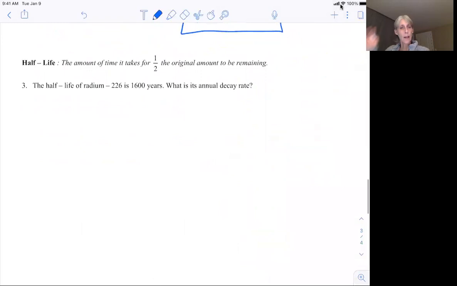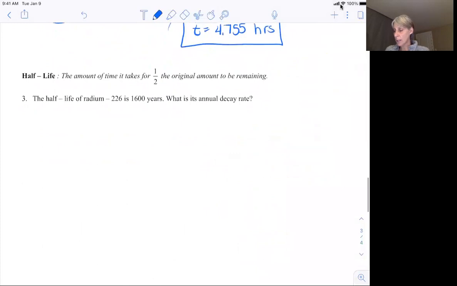Let's get an example of a half-life. So remember, in chemistry, half-life is the amount of time it takes for half of the original amount to be remaining. An example of a type of problem you'd need to know would be: the half-life of radium 226 is 1,600 years. What is its annual decay rate? So what does that mean we're looking for? We're looking for R. That's what we're not going to know.